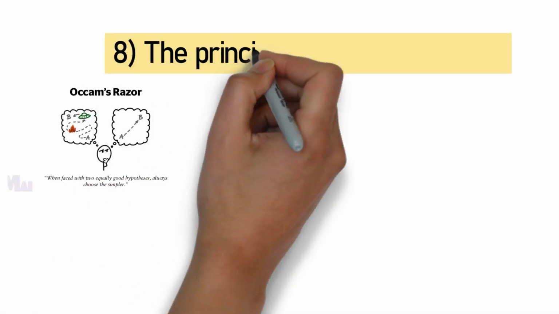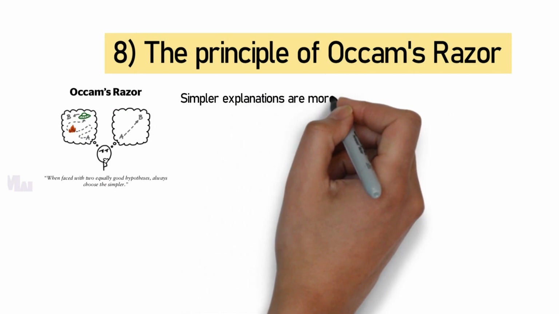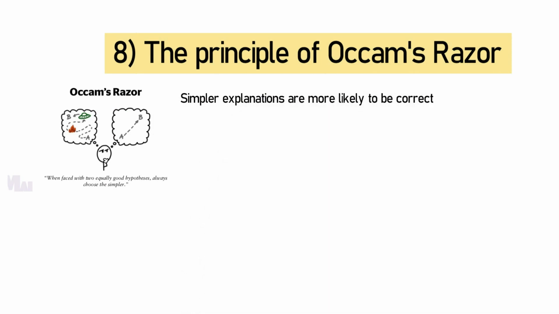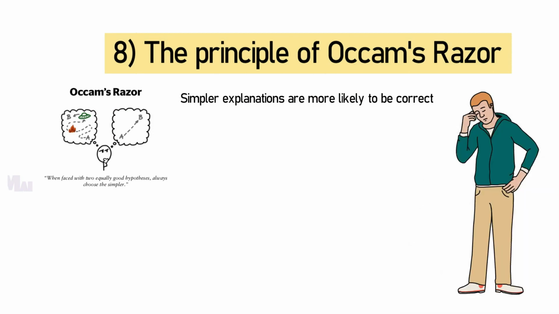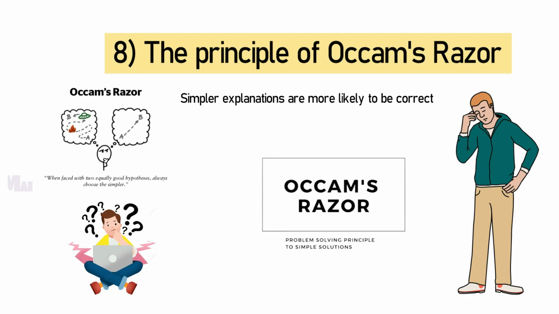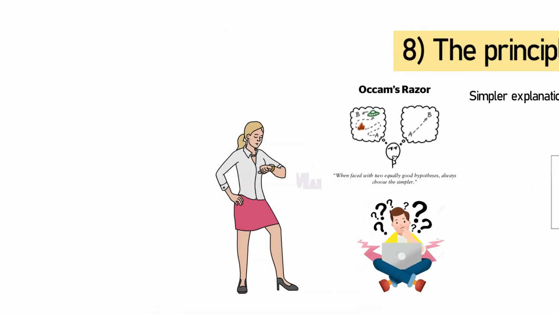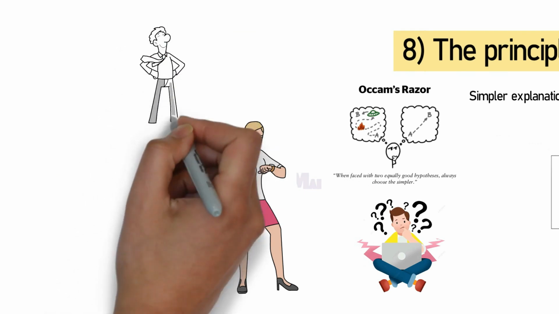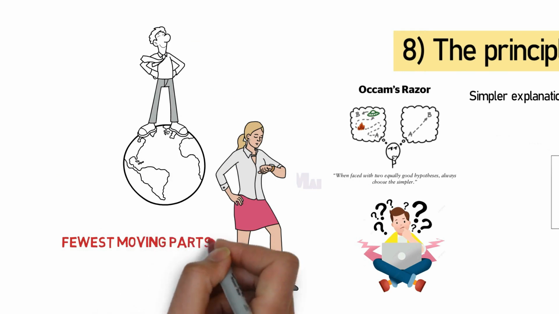Number 8, the principle of Occam's razor. Simpler explanations are more likely to be correct than those that are more complicated. This is the essence of Occam's razor, a well-known logic and problem-solving principle. Rather than wasting time attempting to disprove complex scenarios, you can make more confident decisions by relying on the explanation with the fewest moving parts.